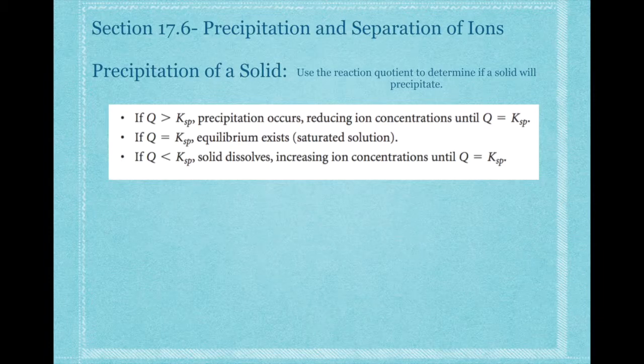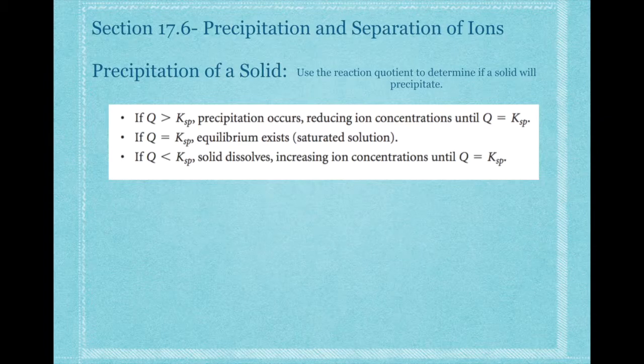You're going to be forming a precipitate. You're going to be shifting to the left. If your Q equals your KSP, then your equilibrium already exists. And if your Q is less than KSP, that means you need more product, so your solid is going to dissolve until your Q can be equal to your KSP.